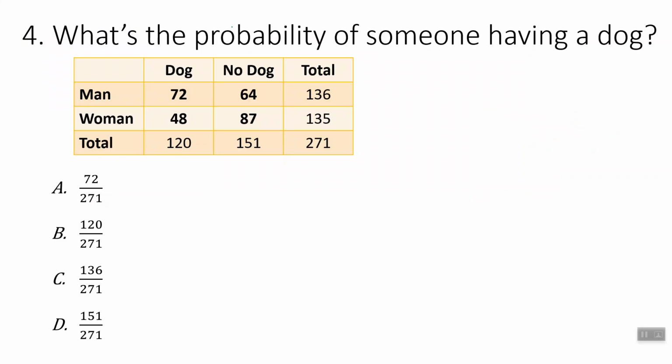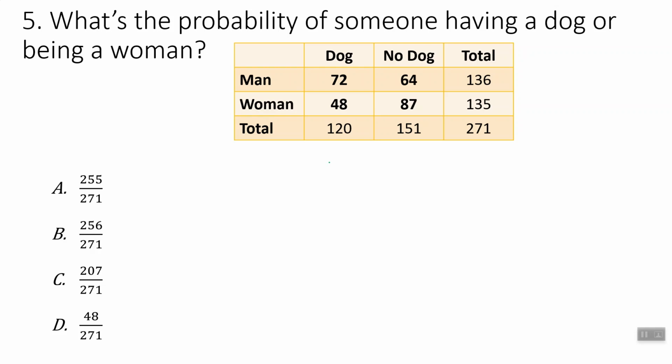All right, so now some examples. What's the probability of someone having a dog? So here's a table. We've got having a dog or not having a dog. Clearly the people having a dog are much better people. We've got men, we've got women, and we've got some totals. So out of this whole table, what's the probability that someone has a dog? All right, well, the total number that have a dog is 120. All right, we're still out of everybody. So it'd be 120 out of 271.